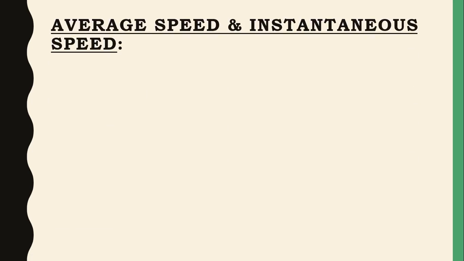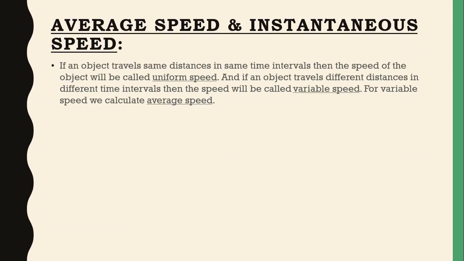Now average speed and instantaneous speed. If an object travels the same distance in the same time interval, then the speed of the object is called uniform speed. Like, an object moves 30 meter in 3 seconds, again after 3 seconds 30 meter in 3 seconds, or 60 meter in 6 seconds, then we can say that the speed of that object is uniform.